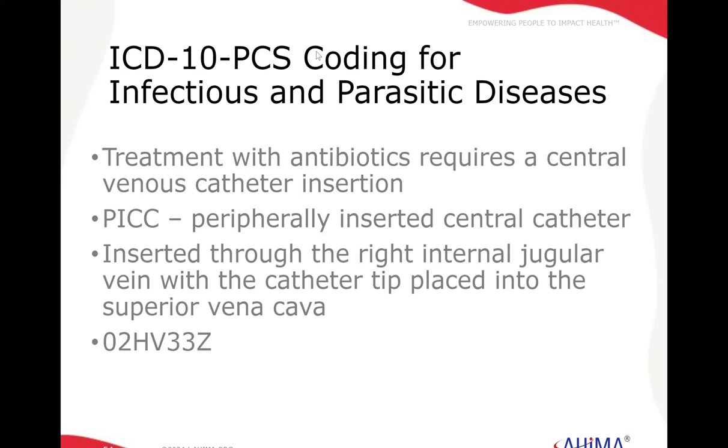Patients with infectious disease frequently require some sort of central venous access. This may involve a PICC line, a peripherally inserted central catheter. What happens with this is there's an insertion through the right internal jugular vein with the catheter tip that gets placed into the superior vena cava.